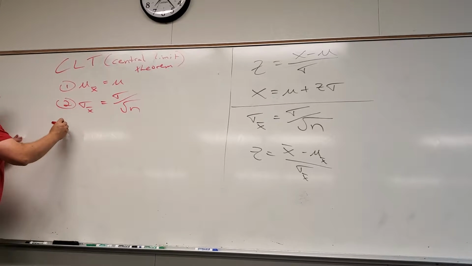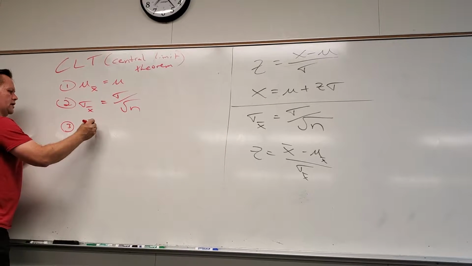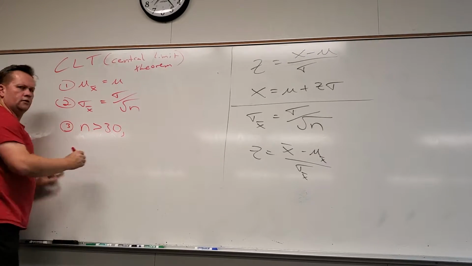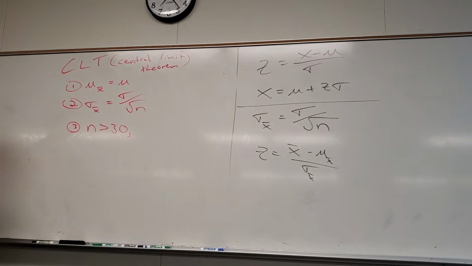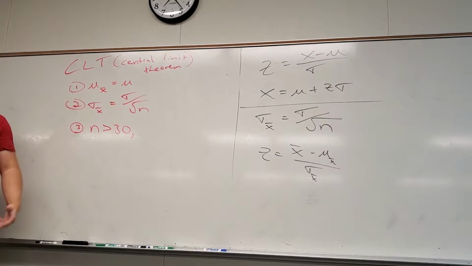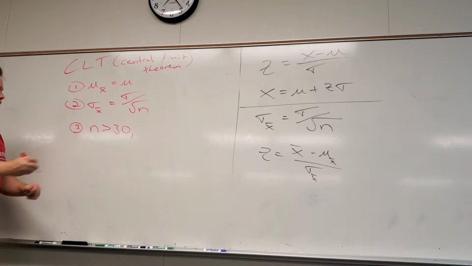And then finally, the last thing, I want to make sure that you guys get this. Did I say this last time? If n is greater than 30, then the result becomes normal enough, approximately normal, or what I call normal enough.